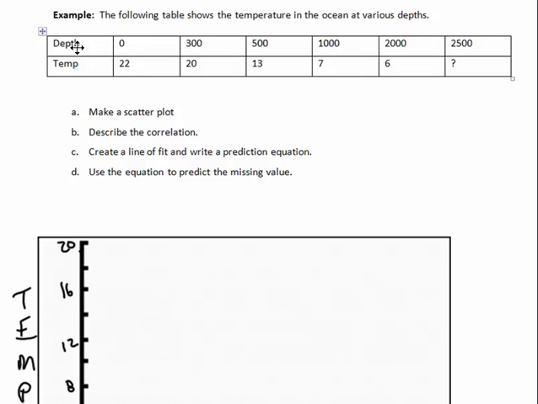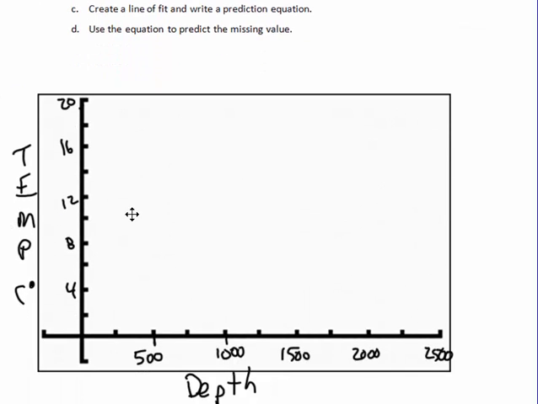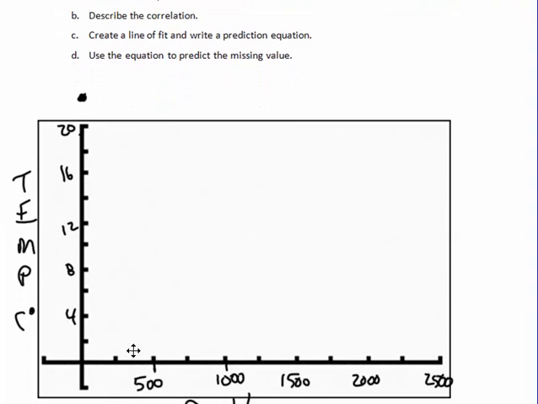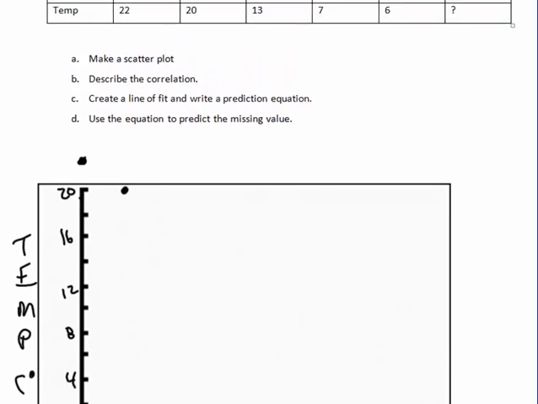Alright, so my first point, my depth is 0, my temperature is 22 degrees, so here my x-axis is 0, and my y-axis, so I'm at 22, so here's my point. That's my first dot. At 300, my temperature is 20, so there's 250, so 300 is right about in there at 20.